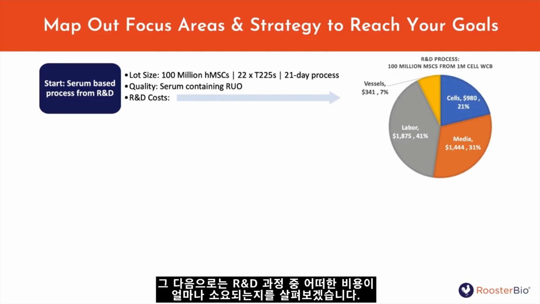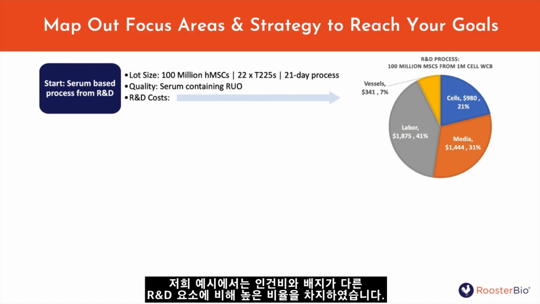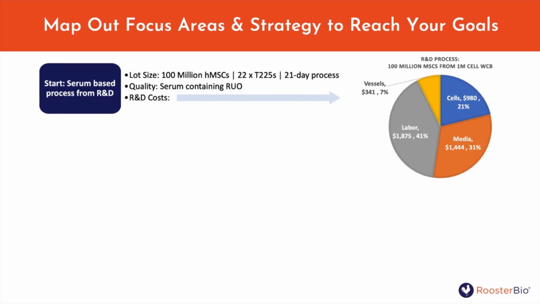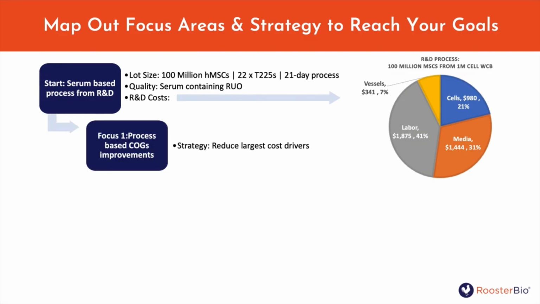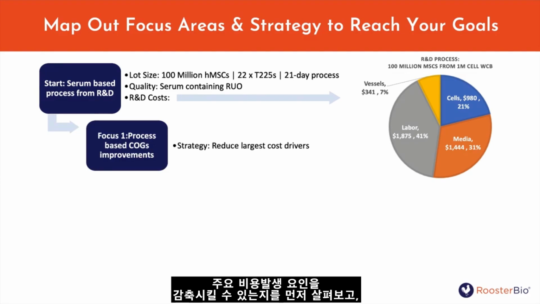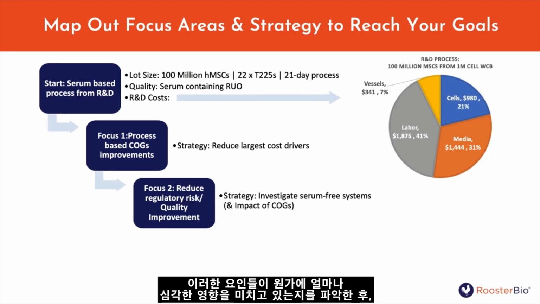What is the breakdown of expenditures during R&D? Do any specific cost areas start to stand out? In this case, labor followed by media seem to be the largest expenditures at the lot size scales that we manufactured for R&D. Then we have an idea of what focus areas to start looking at. We will first identify if there are major cost drivers that can be reduced, followed by a shift towards more regulatory friendly materials and understanding that impact on our cost of goods.